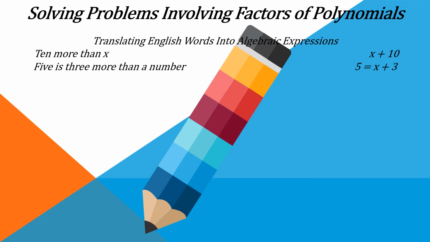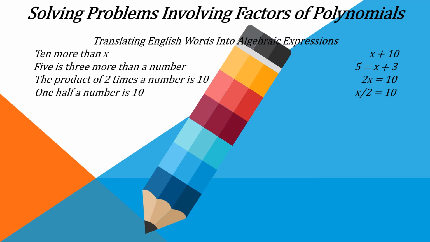5 is 3 more than a number. It means 5 is equal to x plus 3. Now, the product of 2 times a number is 10. Again, this is an equation of algebraic expression. Product of 2 times a number. It means 2 multiplied by a number is equal to 10, or 2x is equal to 10.